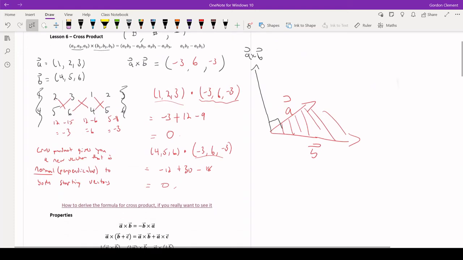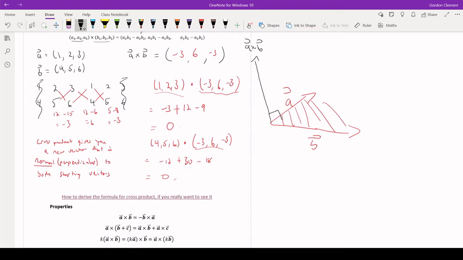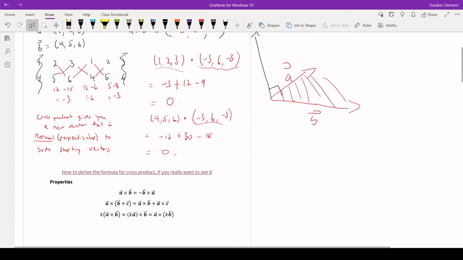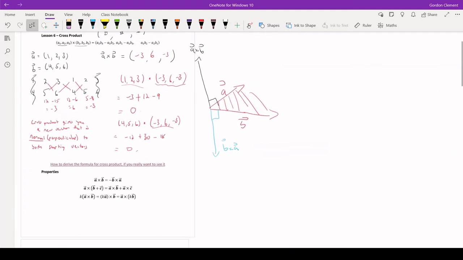And here order matters. It's not a commutative operation. If you switch the A's and B's around, right, if I put 4, 5, 6 first and 1, 2, 3 second, I'd get all the same things, but the subtraction would be in the other order. So you actually end up with the negative of what you would get if you did it in the wrong order. So A cross B would be going that way, maybe B cross A would be going that way. Straight down instead of straight up, but still 90 degrees to both. So they'd be opposite vectors, same length.